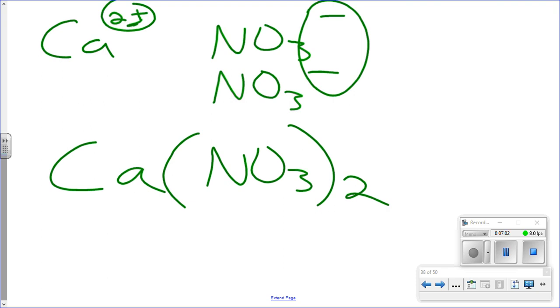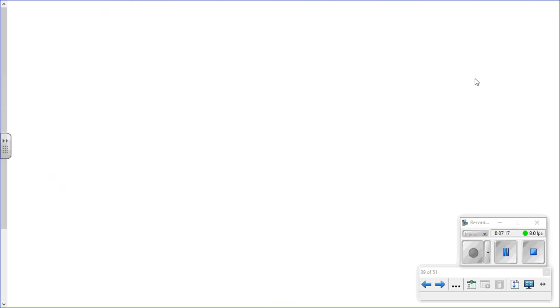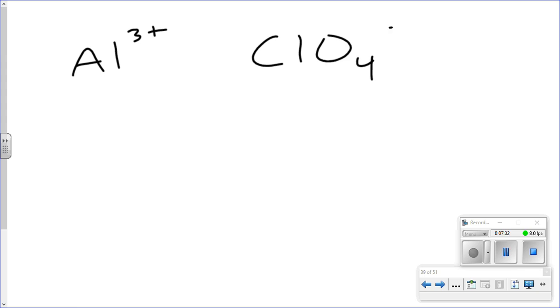Notice what I did there. I put the whole polyatomic ion and preserved the NO3 together. I put it in parentheses and put the 2 outside. So again, let's try another one based on this little more complicated version here. So let's do aluminum. That's the aluminum ion. And let's use perchlorate. So perchlorate is ClO4 minus.